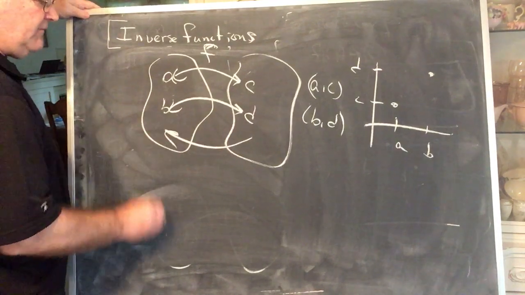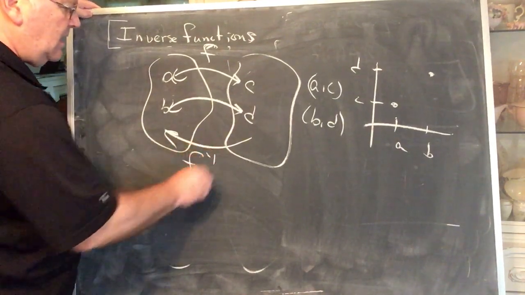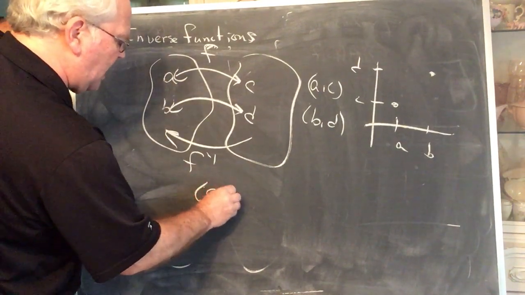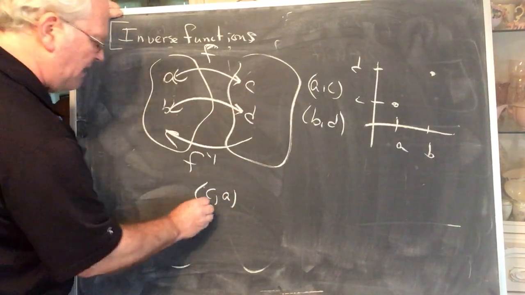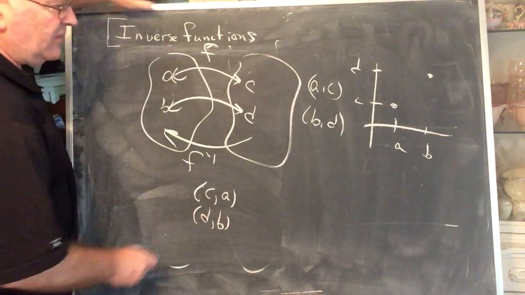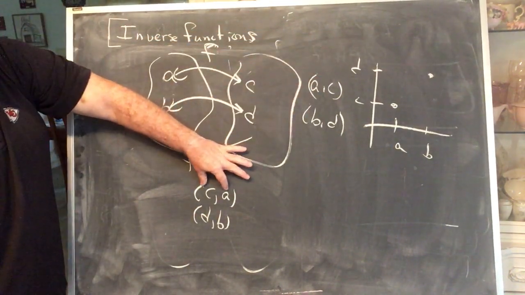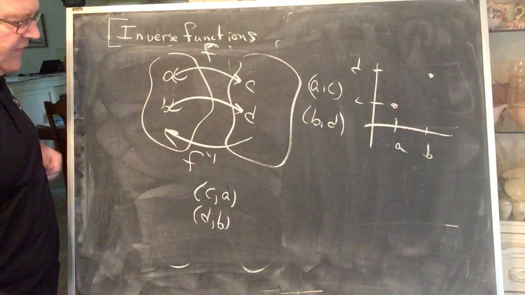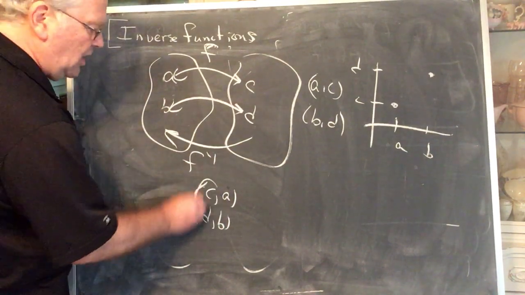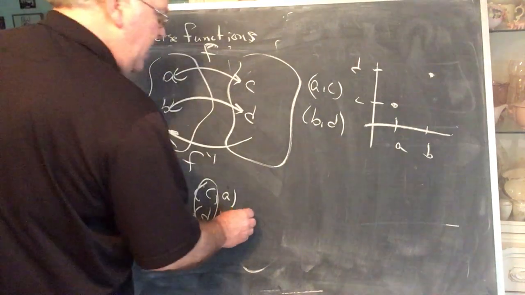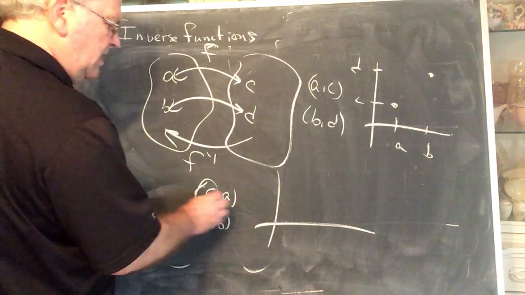And when we form the inverse, now this is the input, this is the output. That corresponds to the points c comma a and d comma b. Remember that if these are coordinates of the original function, we interchange them as coordinates in the inverse function. Notice we have no repeats in the first coordinate. That means this is fine. There's no violation here.